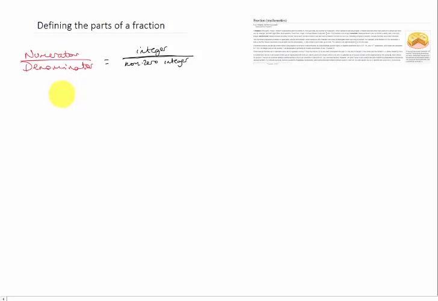Alright, so let's imagine we've got this 3/4. That's equivalent to saying 3 divided by 4. So this line here, you can think of it as a division sign, and also we can write it with a slash if we want to write everything on one line.